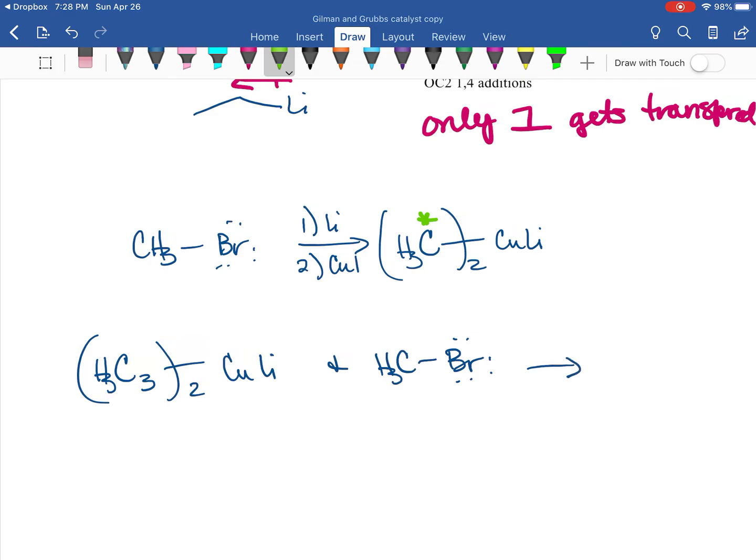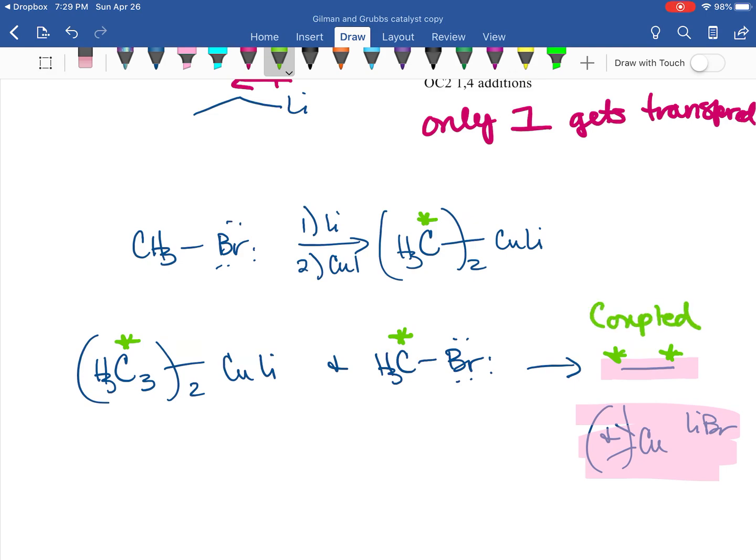So what if I take that Gilman and I mix it with our methyl bromide? Now this is what the definition of a coupling is. I'm literally about to react here and here and literally couple them together. So what happens is you now form ethane and you lose a whole lot of copper ligands and salts, and you are going to lose lithium bromide. You're going to lose a whole hot mess of stuff over here.